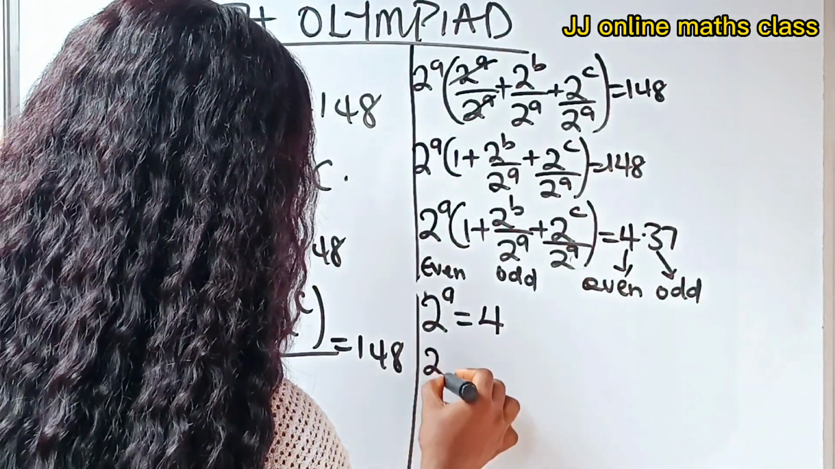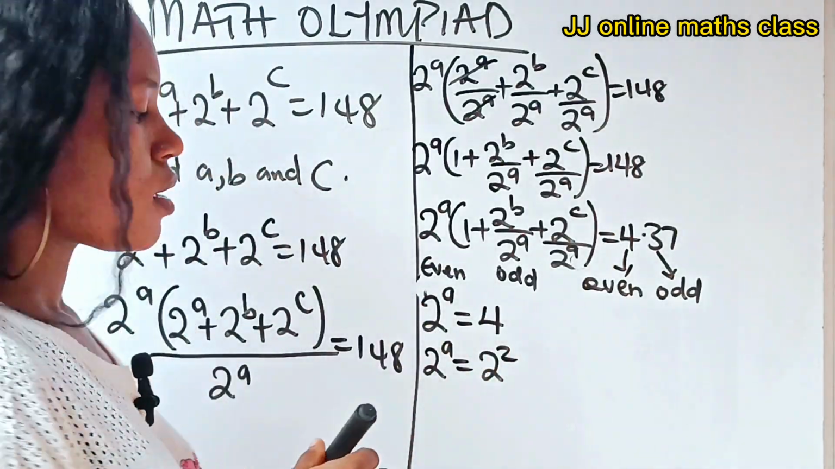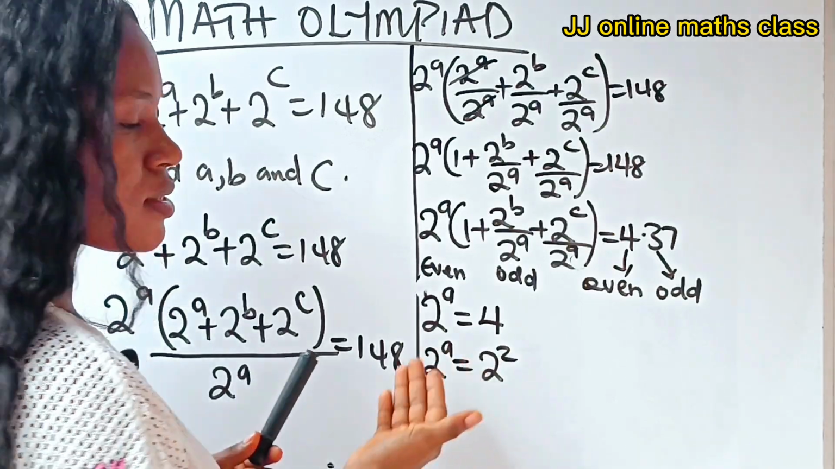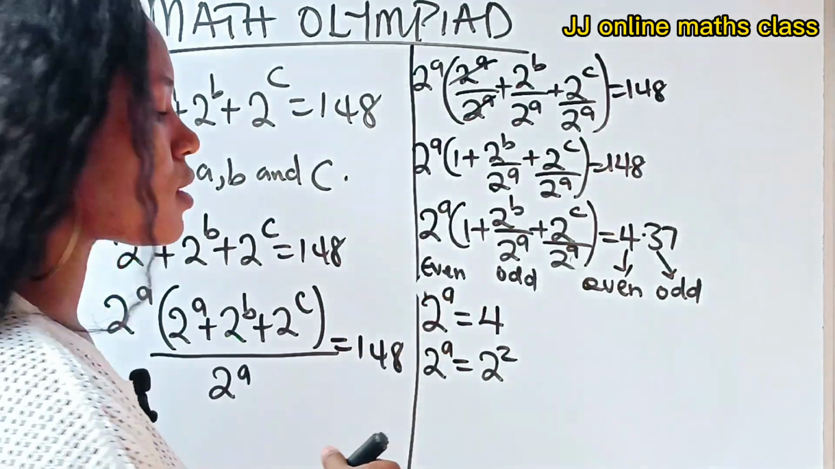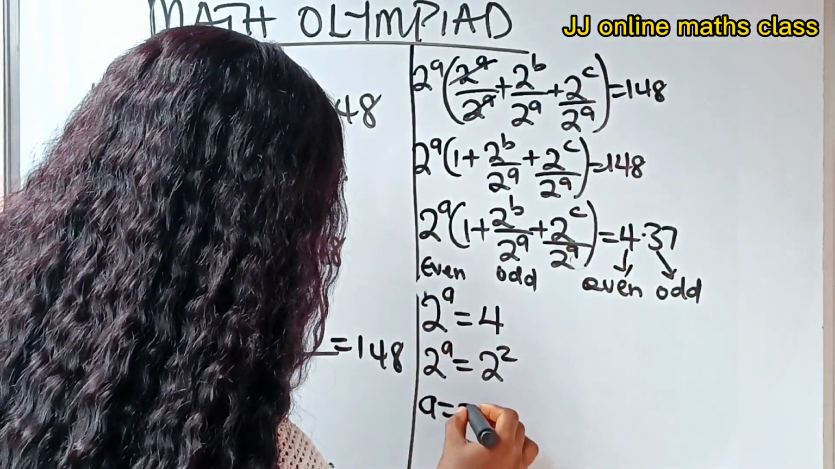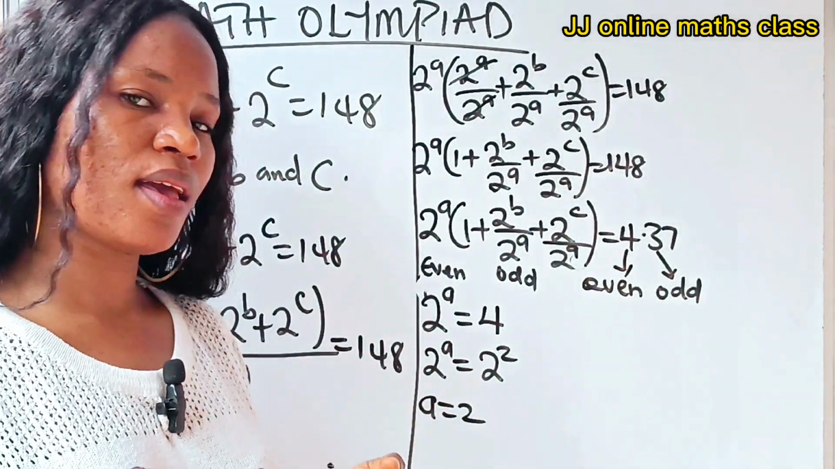We can say that 2 to the power of a is equal to 2 to the power of 2, right? Now since they have the same base, we can just equate the powers. So it means that a is equal to 2. Yeah, we have found the value of a, remaining b and c.